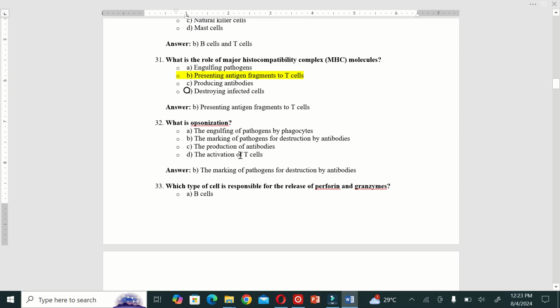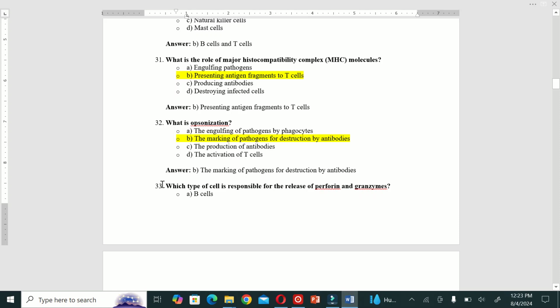The next MCQ is: what is opsonization? A. The engulfing of pathogens by phagocytes. B. The marking of pathogens for destruction by antibodies. C. The production of antibodies. And D. The activation of T cells. So the correct option is B. The marking of pathogens for destruction by antibodies.